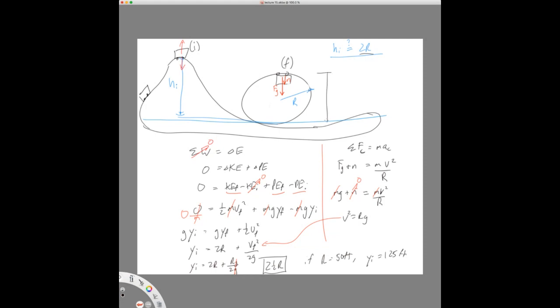So that would be, in this picture, 100 feet is the diameter, then we would need 125 feet for that initial hill. And you're going to hopefully see something like that in the lab if you haven't done that yet. All right, any questions about this problem?